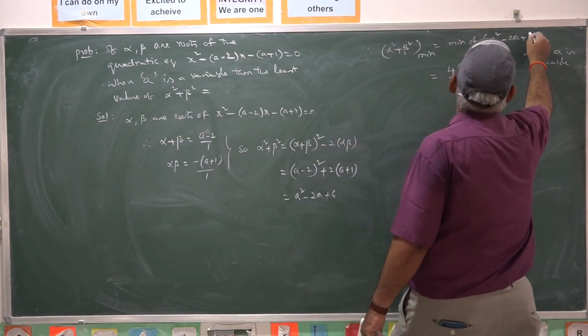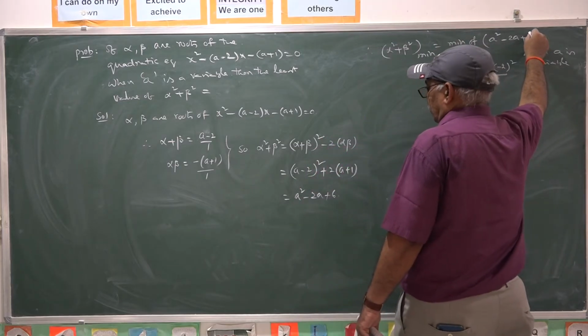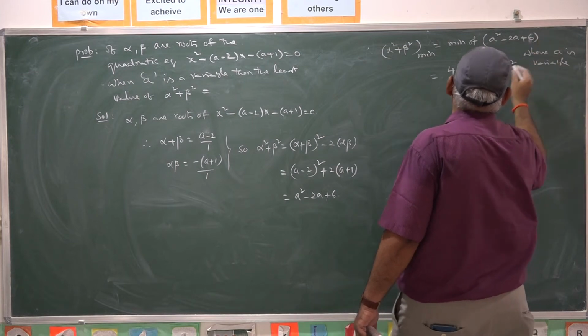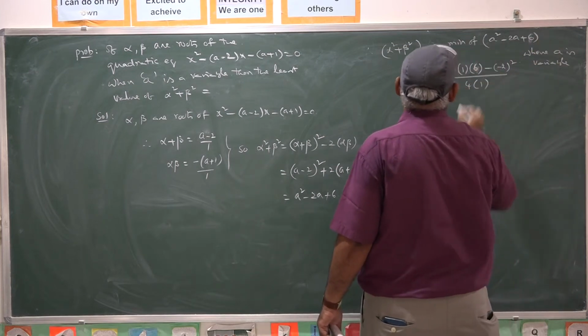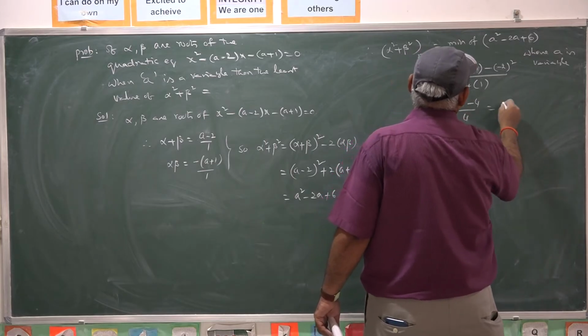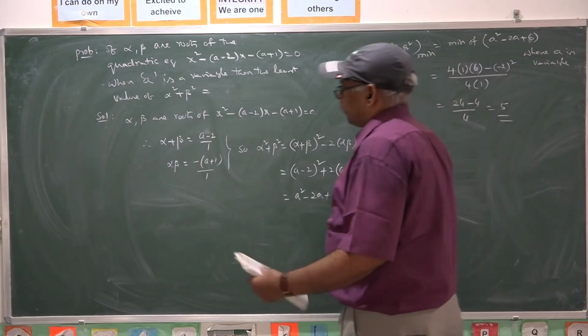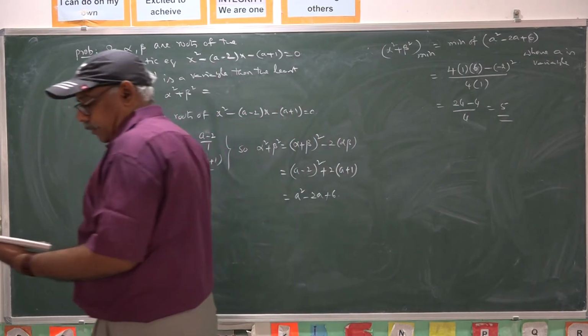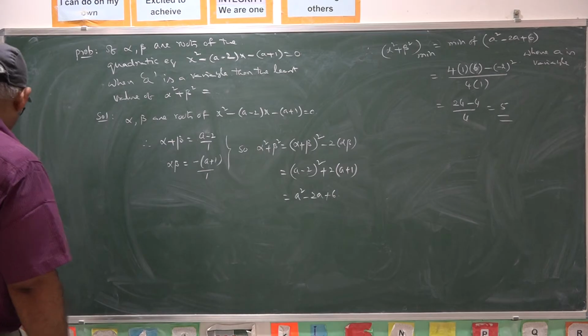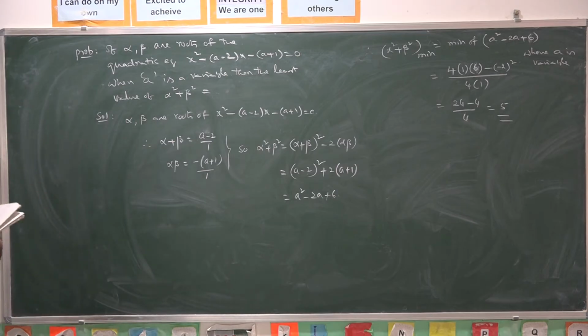Oh, this is 6. Alpha beta is 6. This is not b. That is 24 minus 4 by 4, which is 5. So, the sum of the squares of the roots takes its minimum value 5.